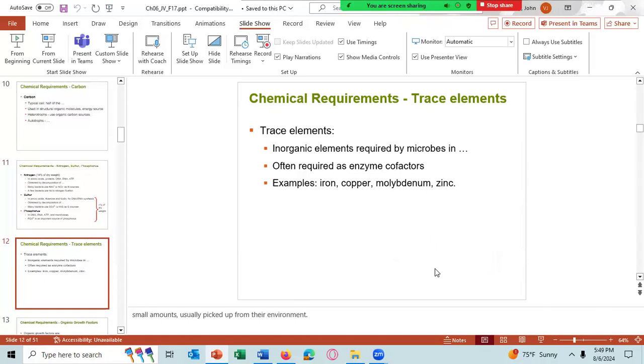Trace elements. These are inorganic elements required by microbes in order to grow, but they only require them in very small amounts. They are often required as an enzyme cofactor. Some examples of a trace element would be iron, copper, and zinc. And humans do require trace elements too, but usually trace elements are picked up from the environment for a bacteria cell, but would be in the food we eat or the liquids we drink.